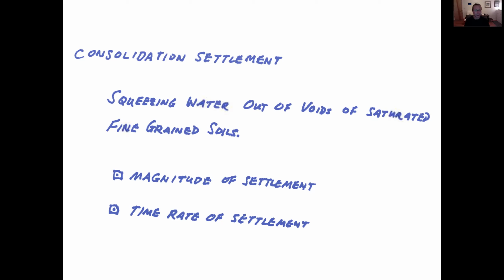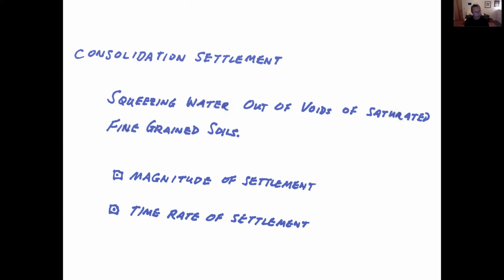Arguments can certainly be made that this process is occurring in unsaturated soil as well as in soils other than fine-grained. But by all means, this is a rather conventional assumption for coverage of this material, especially at this level of coverage. There are two aspects of consolidation that need to be addressed. One is the magnitude of settlement, and one is time rate of settlement. We will emphasize here in this presentation the magnitude of settlement.